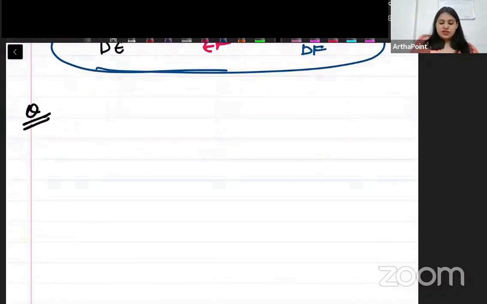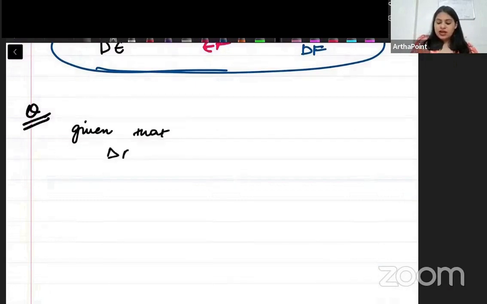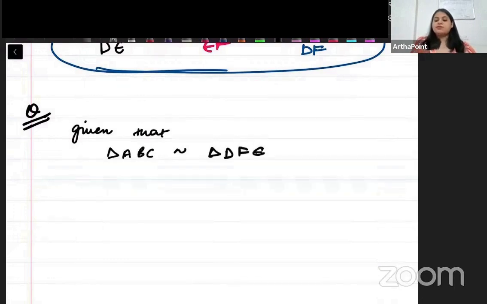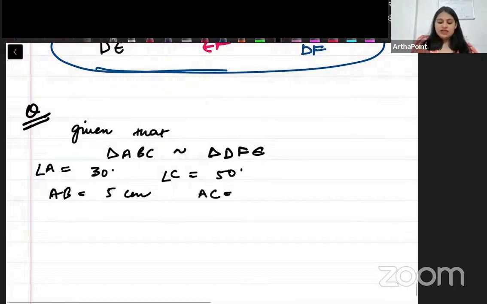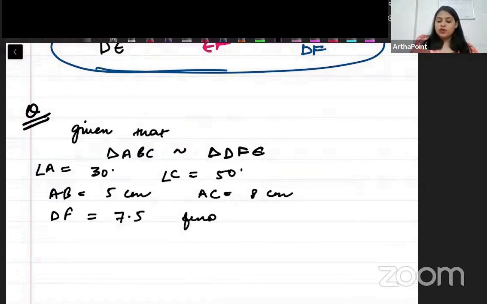So beta, it is given that triangle ABC is similar to triangle DFE. And angle A is given as 30 degree. Angle C is given as 50 degree. AB is given as 5 centimeter. AC is given as 8 centimeter. DF is given as 7.5. Then which of the following is true?